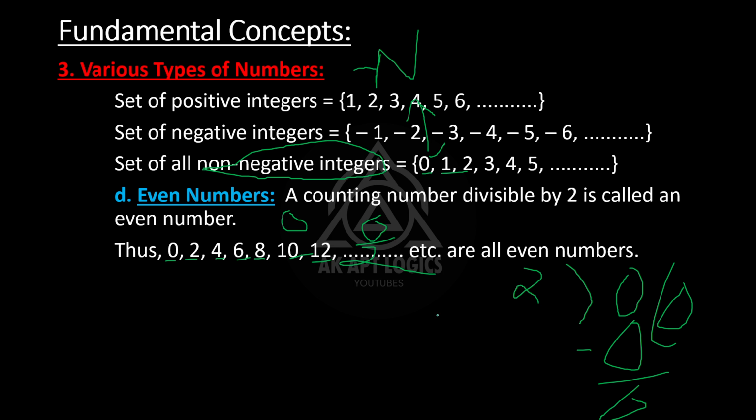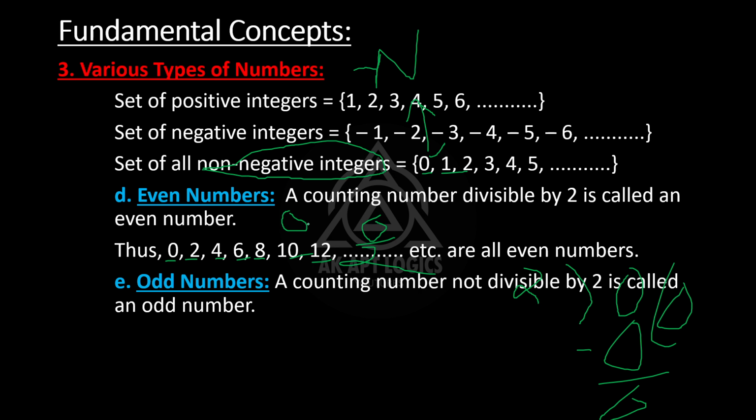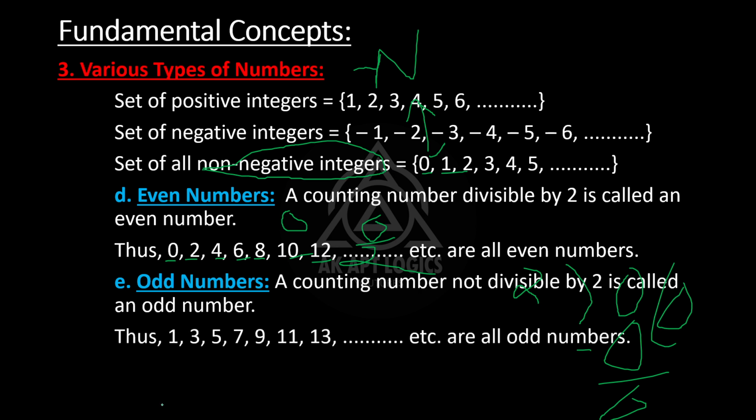Okay, next, odd numbers. A counting number not divisible by 2 is called an odd number. 1, 3, 5, 7, 9, 11, 13, etc. All are odd numbers. Odd numbers and even numbers also extend up to infinity.